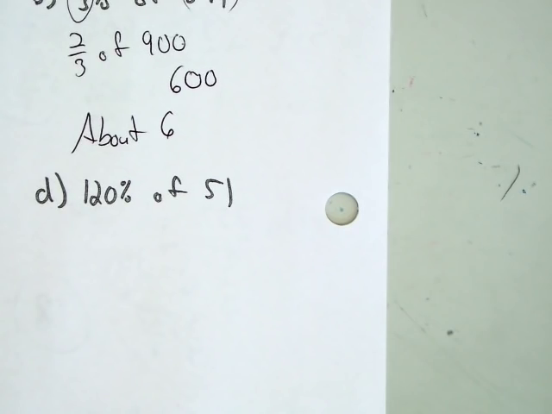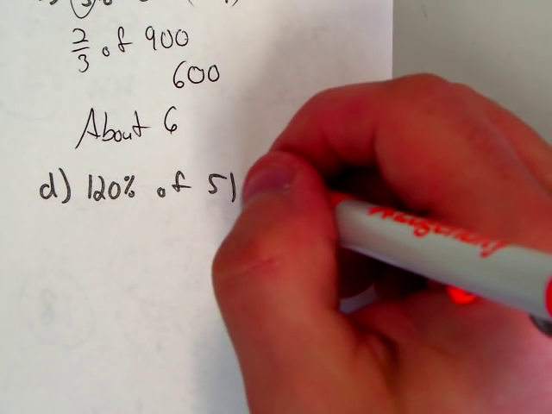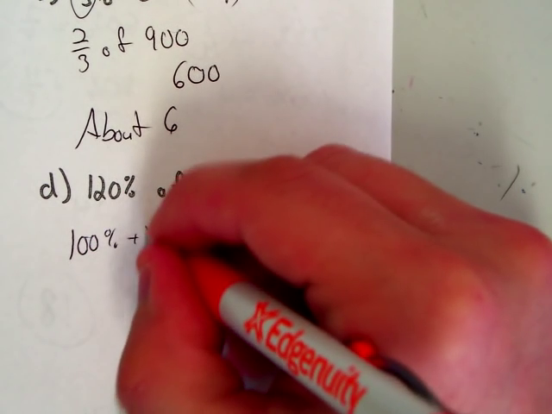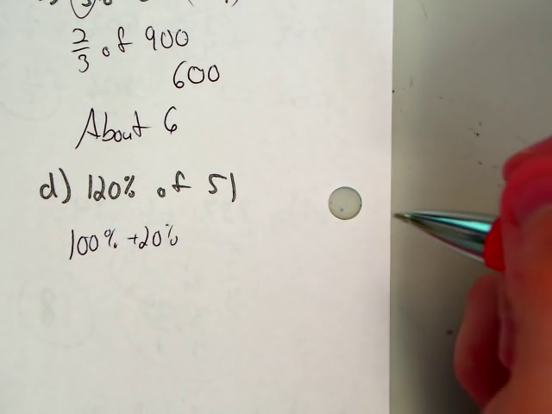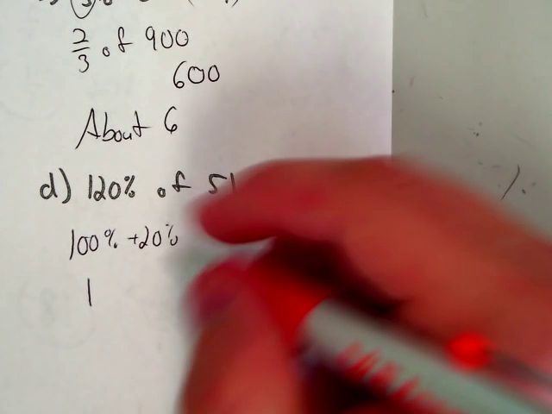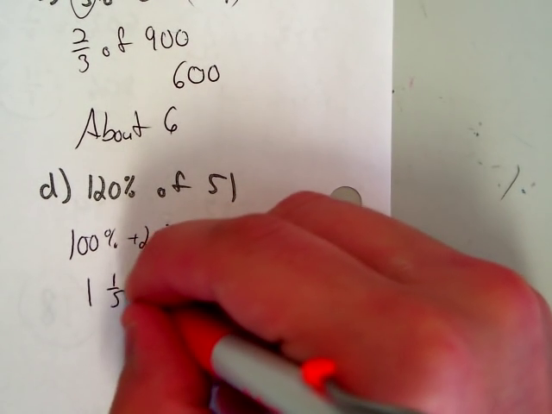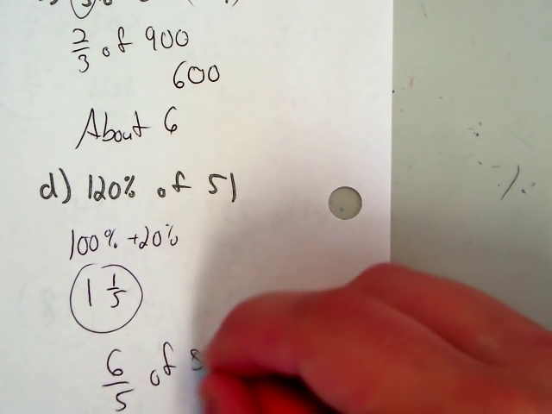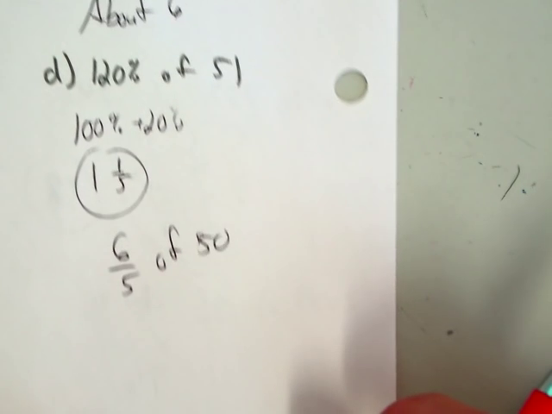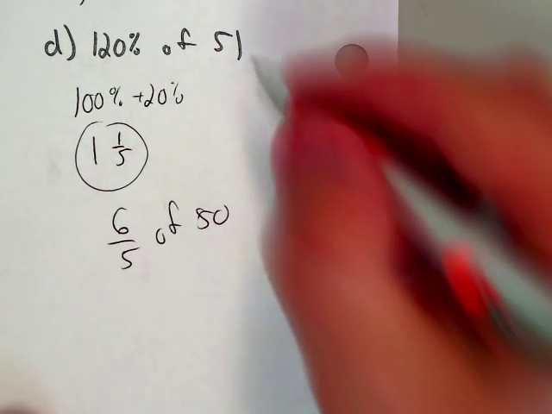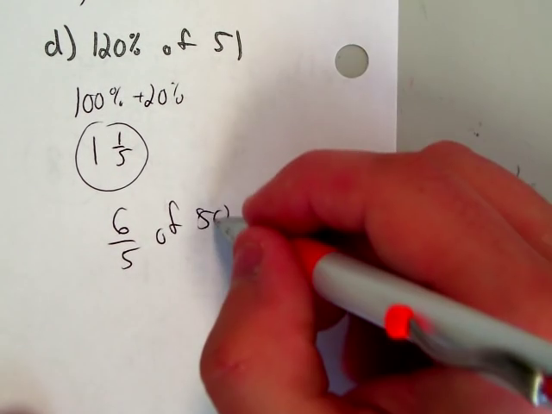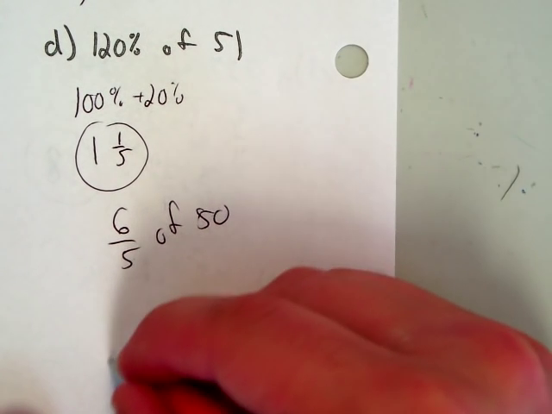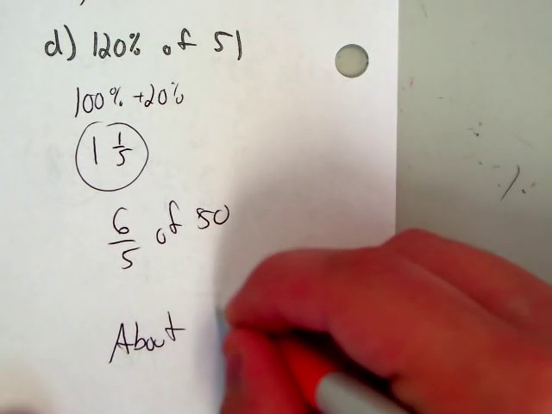And then letter D, 120% of 51. 120% is like 100% plus 20%. 100% is just 1, and 20% is 1/5. So I'm really looking for 1 1/5, or 6/5 of 50. I change 51 to 50. I know that 50 divided by 5 is 10, and 6 times 10, so 120% of 51 is about 60.